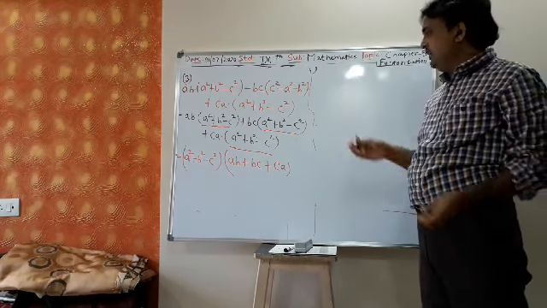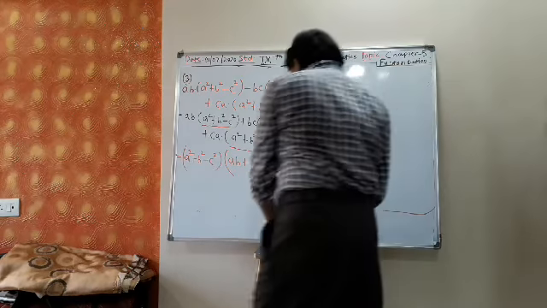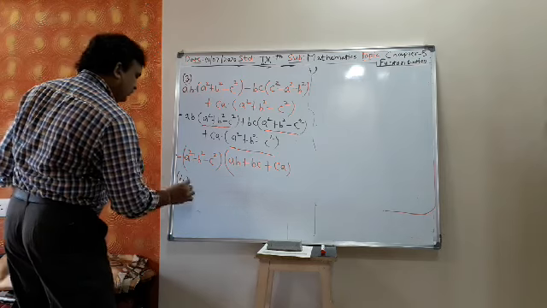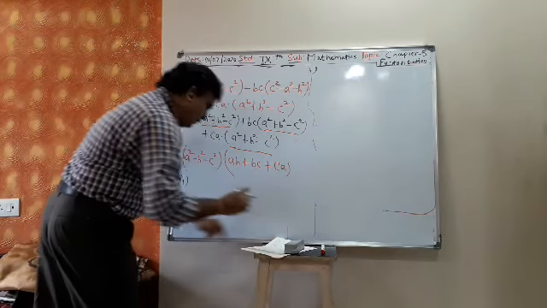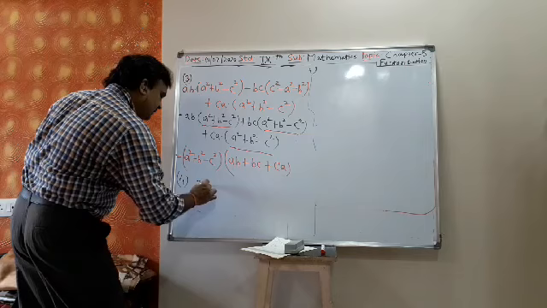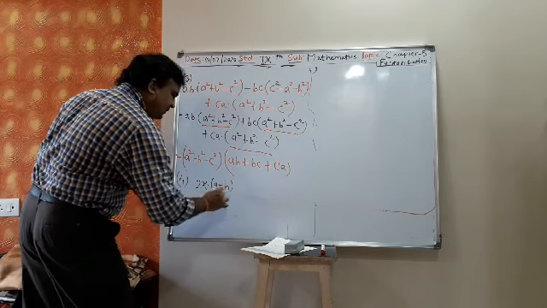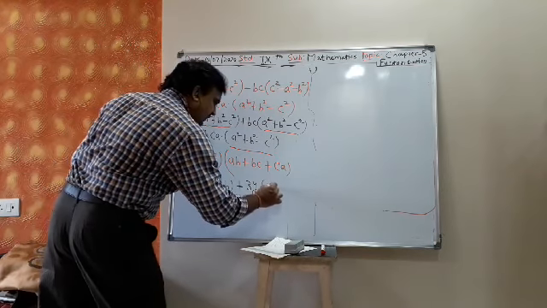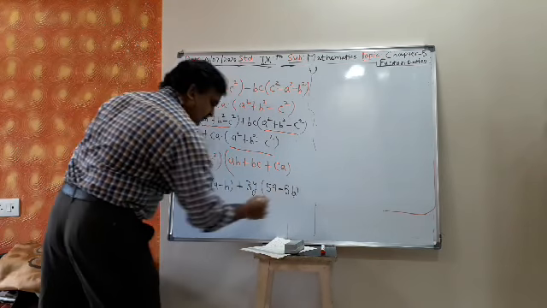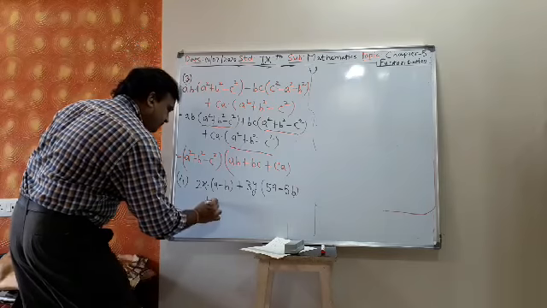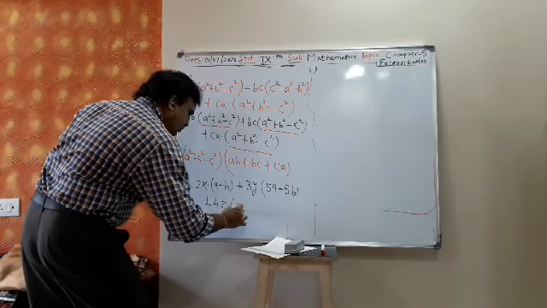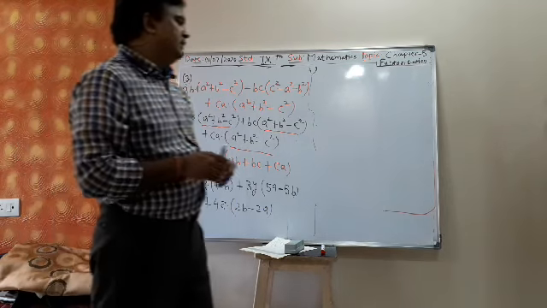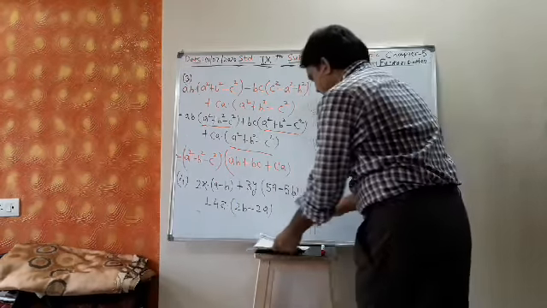Let me write the fourth one and then we'll see whether I should give homework or not. Fourth one: 2x into a minus b, plus 3y into 5a minus 5b, plus 4z into 2b minus 2a. Tell me whether I should give homework on this one.